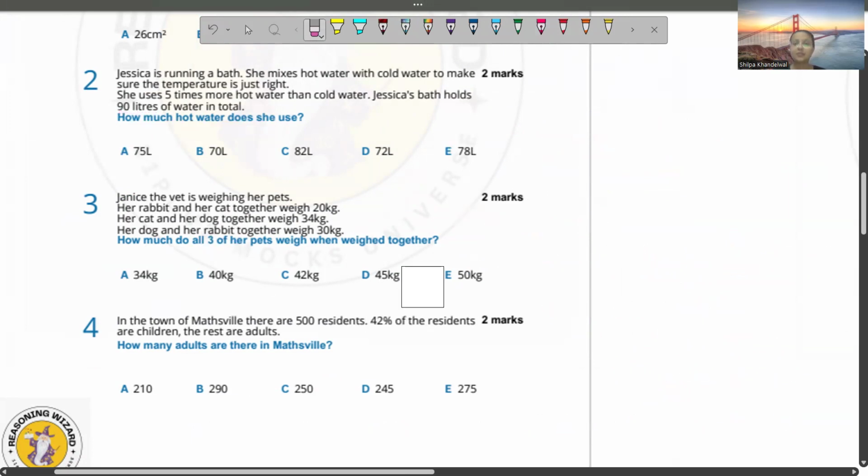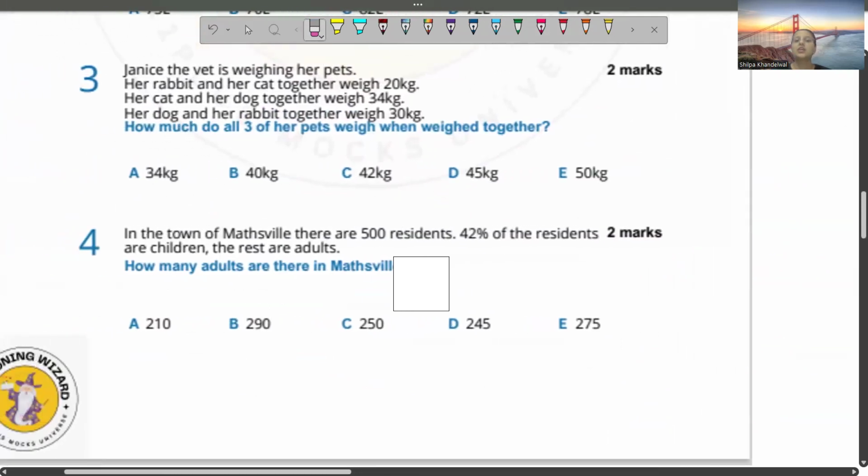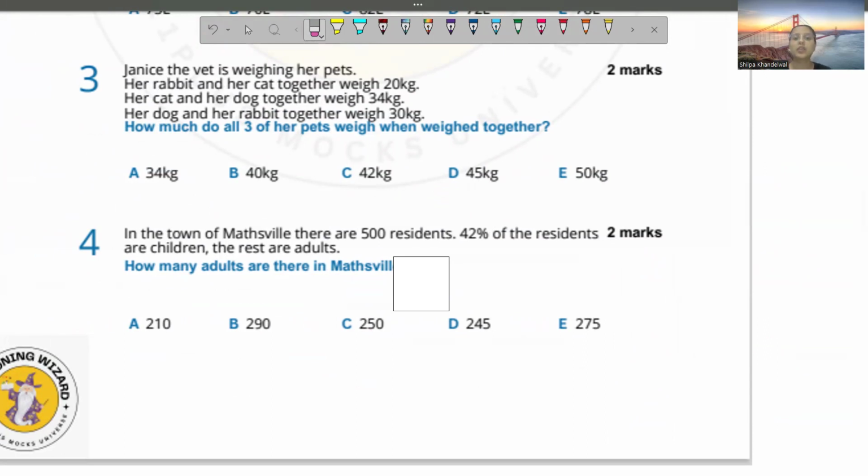Now, let's move on to the next question. So here we go. The third question says, Janice the witch is weighing her pets. Her rabbit and her cat together weigh 20 kg. Her cat and her dog together weigh 34 kg. Her dog and her rabbit together weigh 30 kg. So, how much do all three of her pets weigh when weighed together?